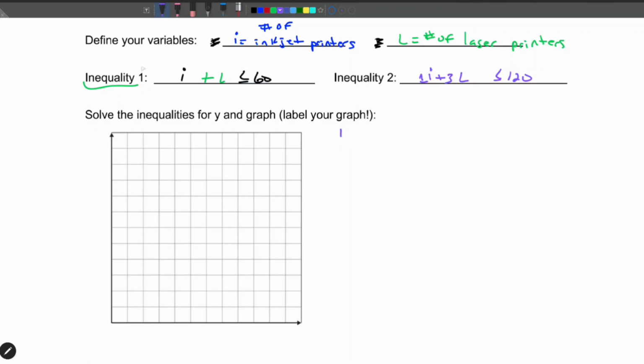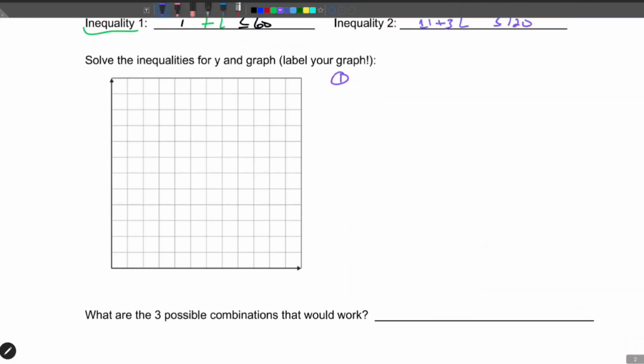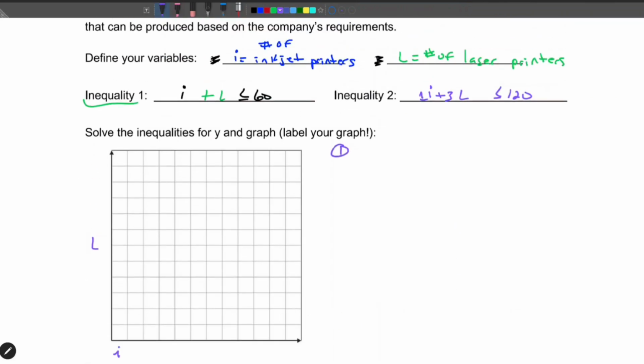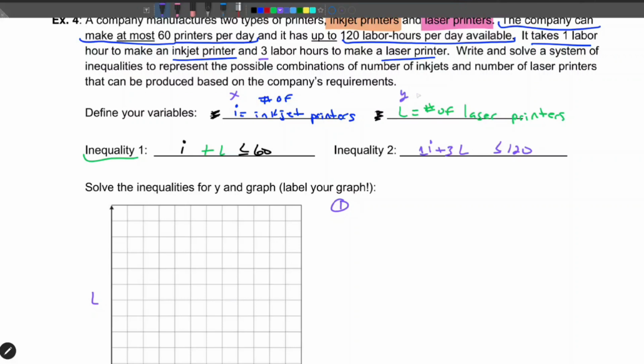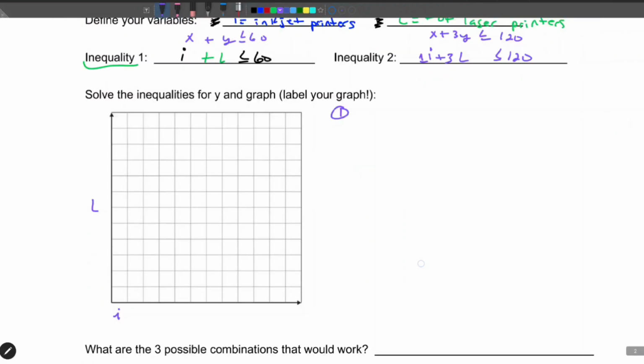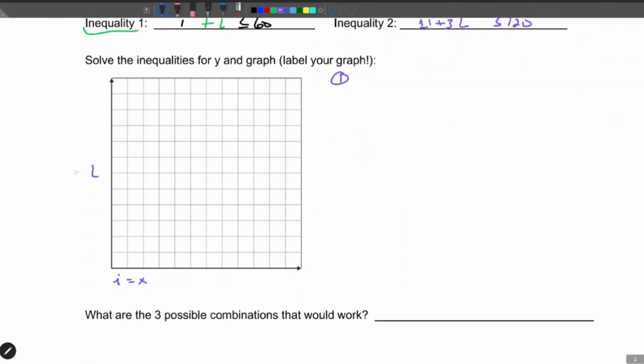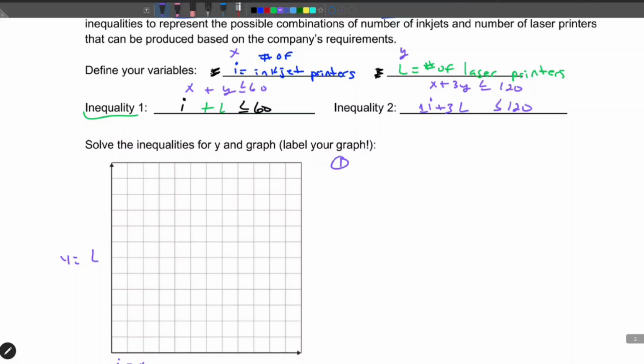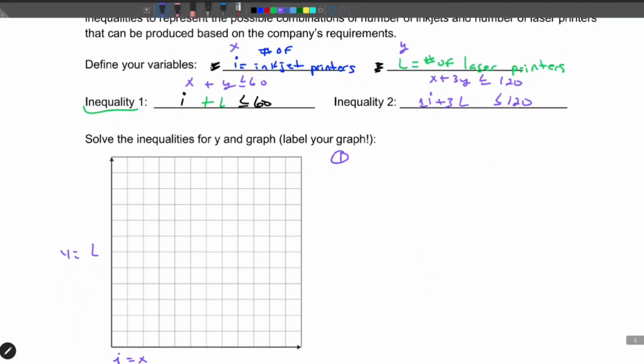Remember, we'll call this inequality number 1. You need to solve for y. And it doesn't really matter which one we pick. We should probably get some scale going on down here. We could say that this is the I-axis, and this is the L-axis. And if you want to do it as x and y, you could say that's x and that's y. So this would be x plus y is less than or equal to 60, and then this would be x plus 3y is less than or equal to 120. If that's going to make you a little happier, we could do it like that. So I want you to pause and work on the graph and see what we get. We'll come back and check your work.